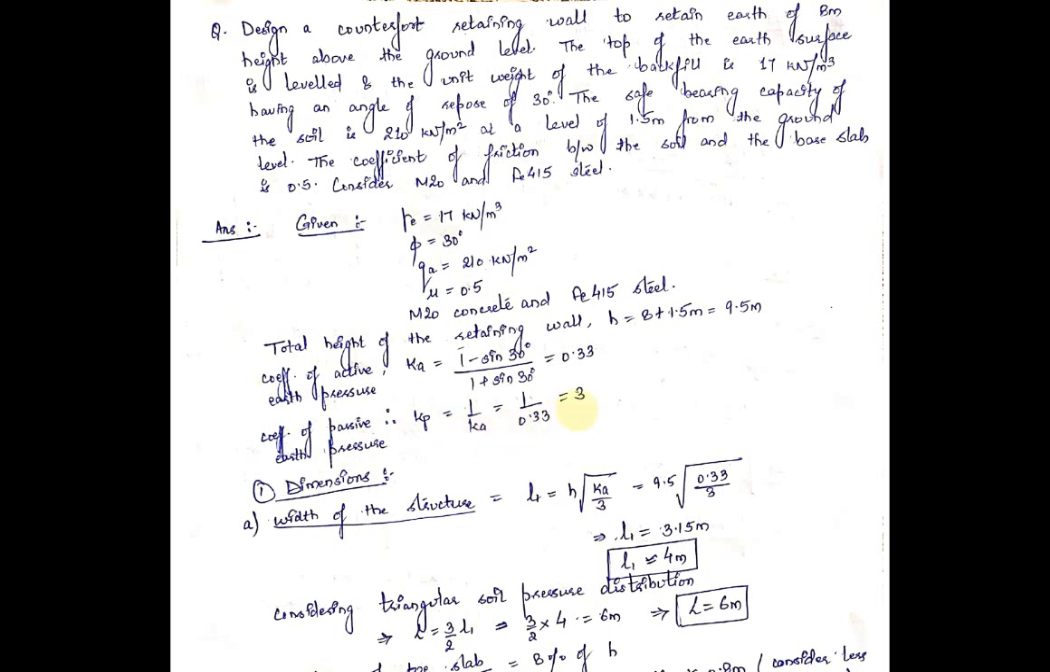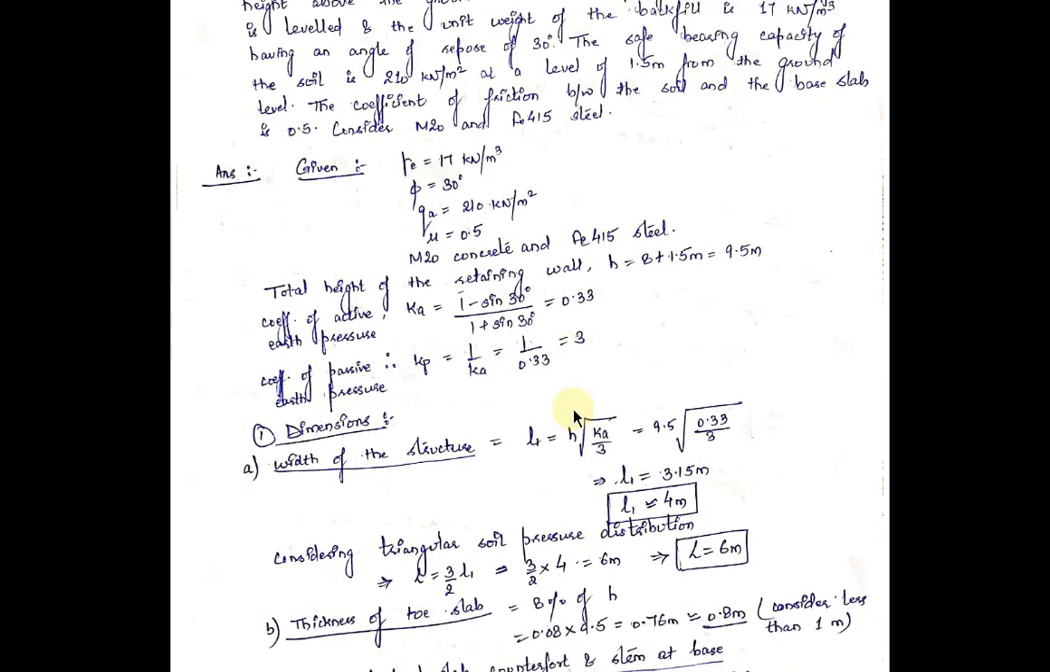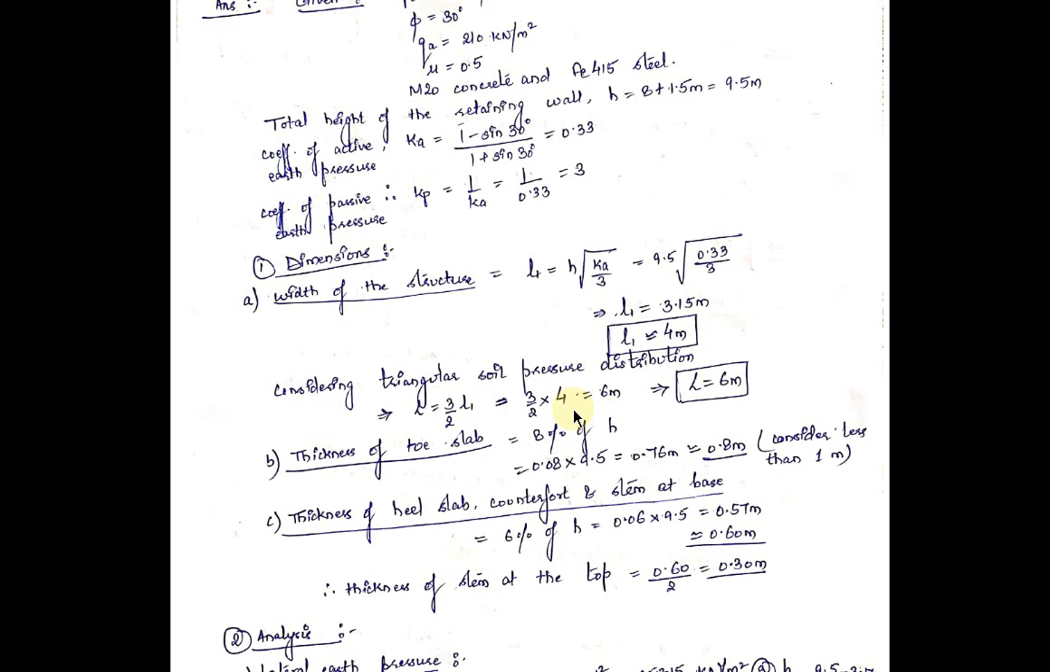See, the first thing that we do in a designing process is that we find out the dimensions of the various components of the retaining wall. So in the next step, we will now find out the dimensions of various components of the retaining wall. So the first dimension is L1, the width of the structure.